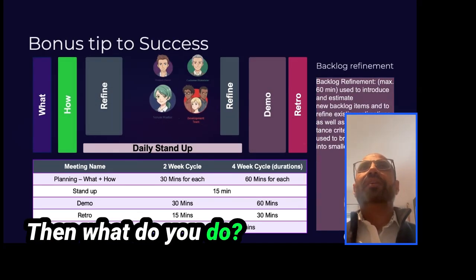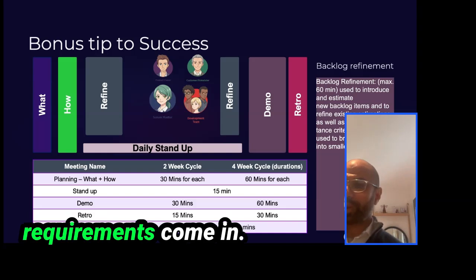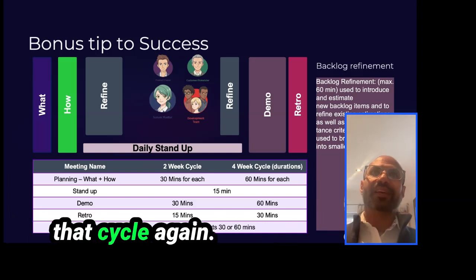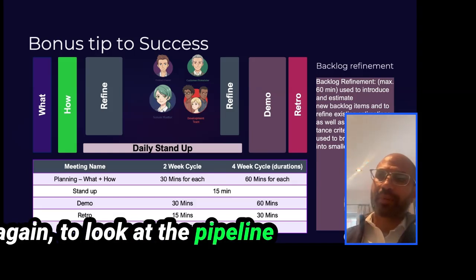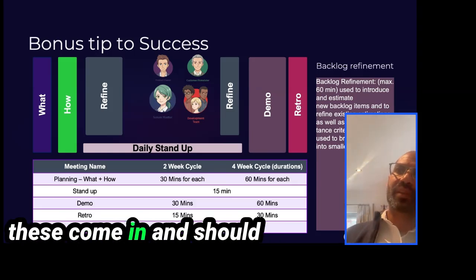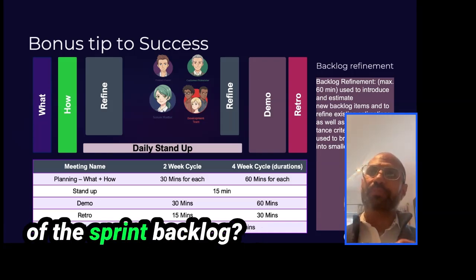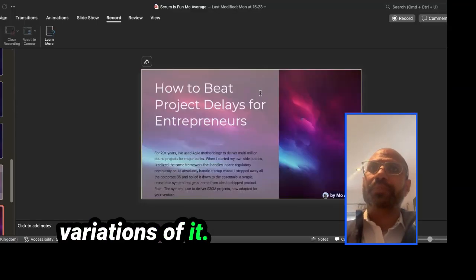Then you go back to the backlog and say, okay, we just did that piece of work. I have new requirements come in. Which one's the new priority? And then you repeat that cycle again. So the backlog refinement is again to look at the pipeline of work that you didn't work on and say, should one of these come in? And should some of the stuff that we were working on 2 weeks or 4 weeks ago go out of the sprint backlog? And those are just variations of it.